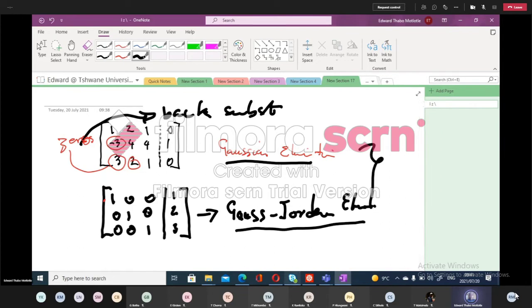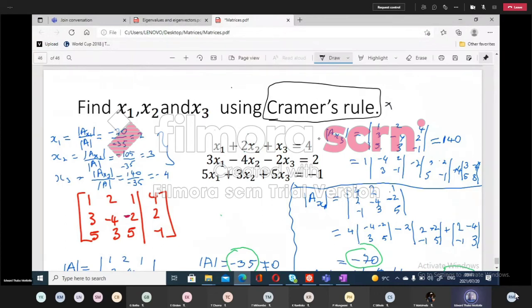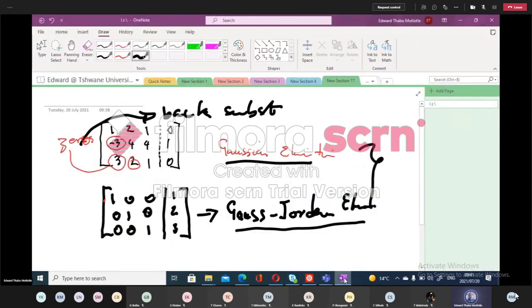Now let's focus on this Cramer's rule. So the system we solved using different methods is this system. I'm just going to copy it, and explain the concept of Cramer's rule. So we can solve it here.